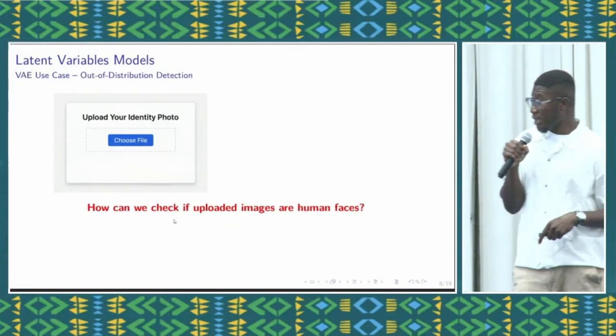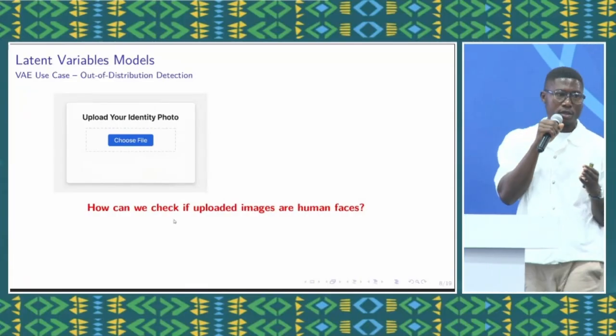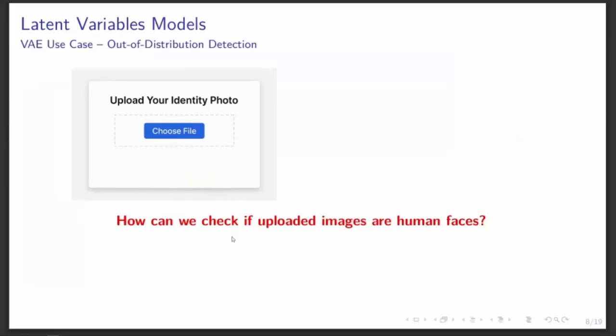So I will ask, when you have your VAE that is trained, you can use it for different kinds of applications. For example, imagine you have a website that asks people to upload their identity photo. And the question is, how can we check if an uploaded image is not actually an image of a person?